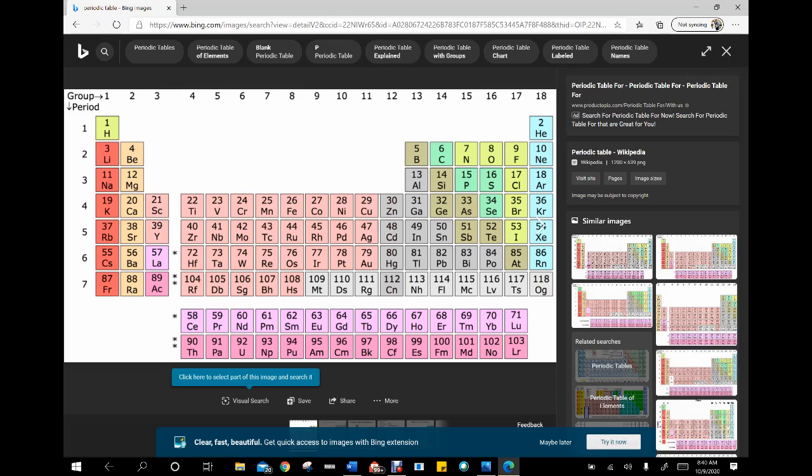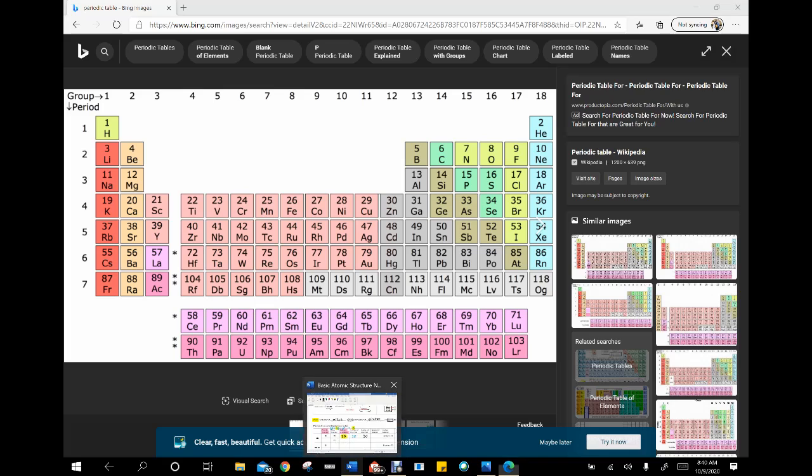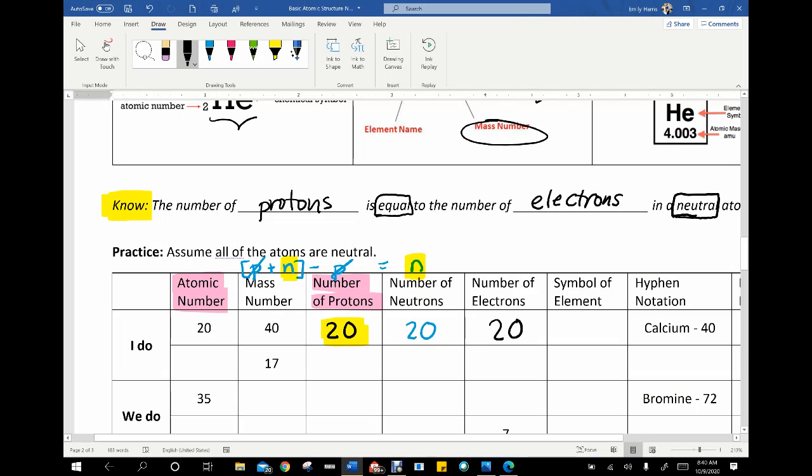Okie doke. So here we have it. We're looking for element number 20, and that happens to be Ca for calcium. And as we go throughout these next several lessons, we'll work on better learning what element symbol goes with an element name. So it's going to be calcium. And so the symbol is Ca.